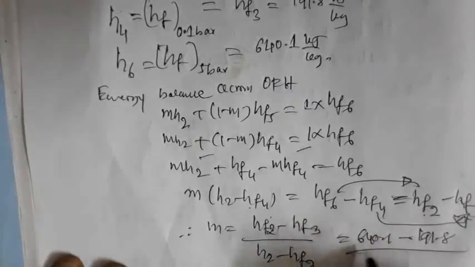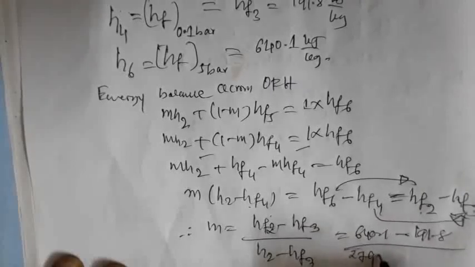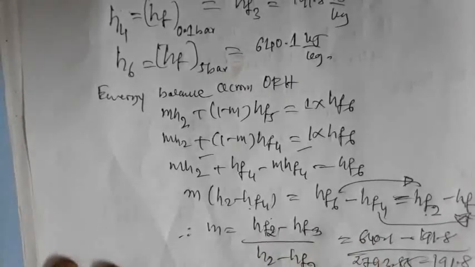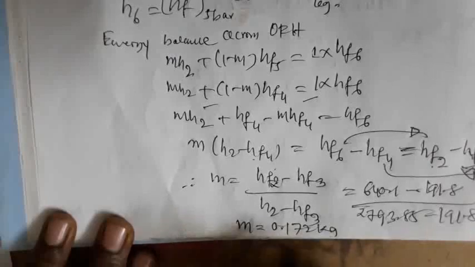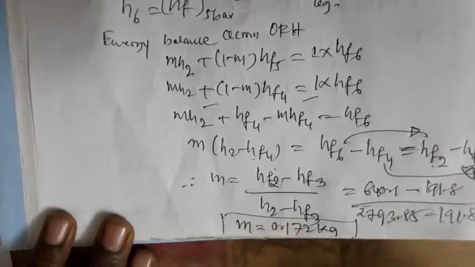So I will substitute these values, that is HF at the pressures, 640.1 minus 191.8 divided by 2793.85 minus 191.8. So I will be able to calculate the mass of the steam bled as M is equal to 0.172 kg of steam, which is bled.